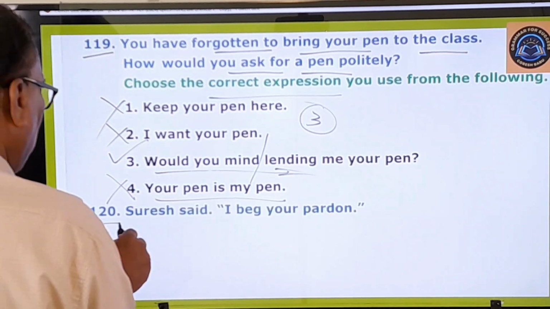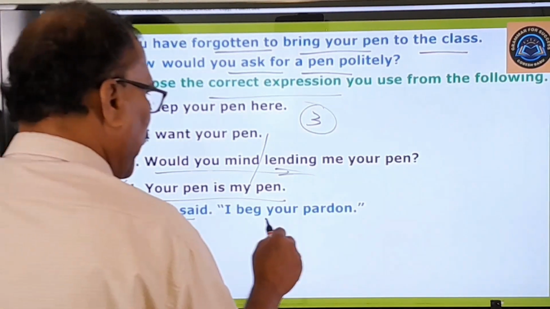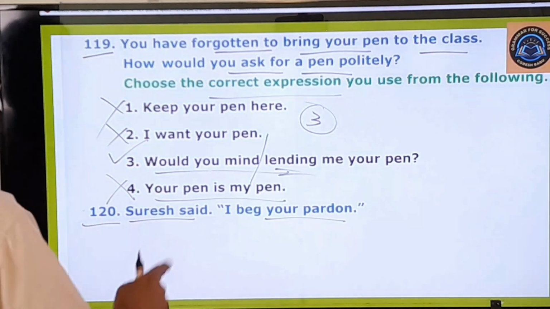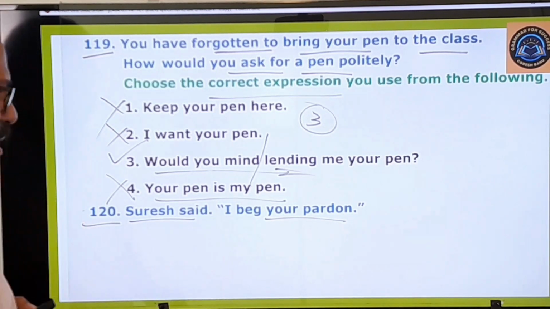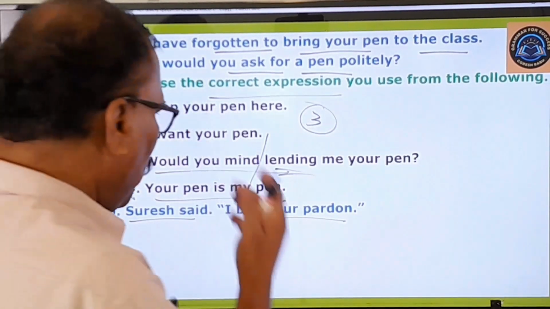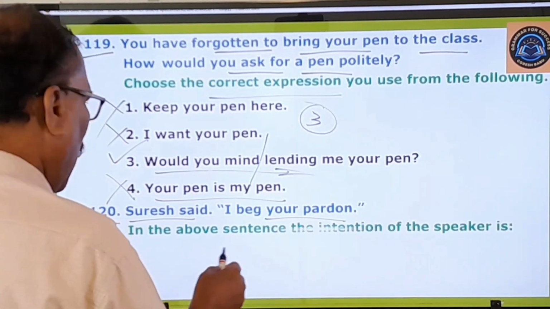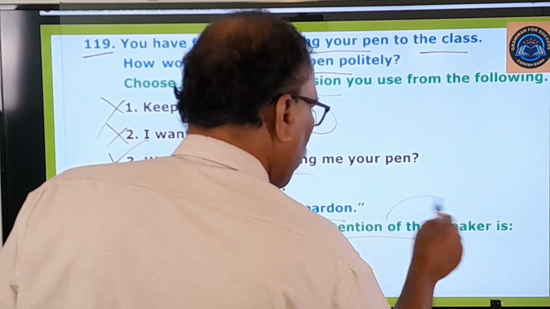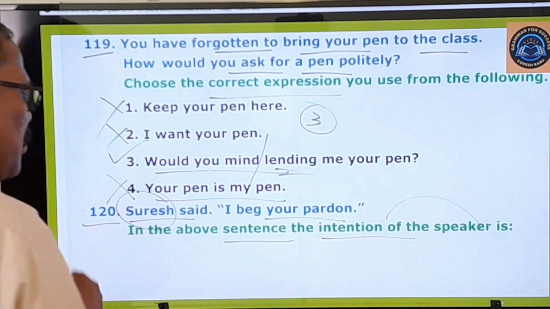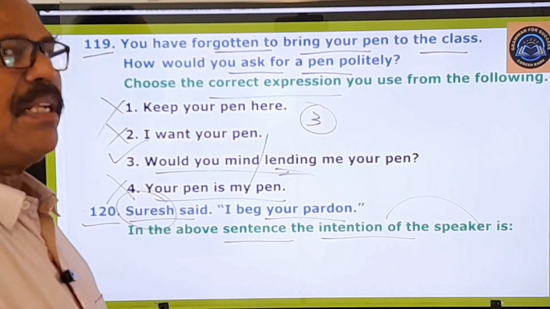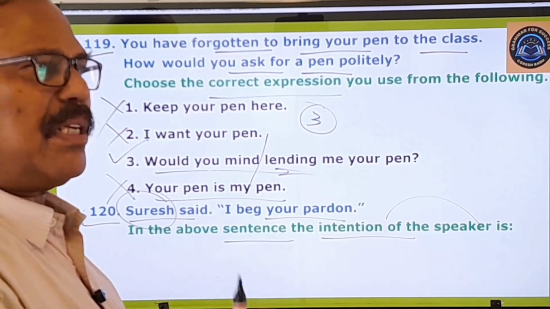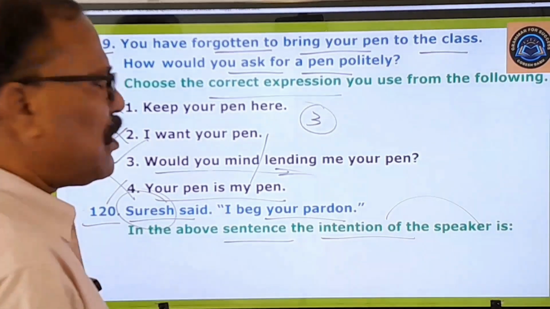What is that 120th question? Suresh said, I beg your pardon. Suresh said, I beg your pardon. I beg your pardon means forgive me. So what is the examiner asking you to do then? In the above sentence, the intention of the speaker is, what is the intention of this Suresh? He is saying forgive me. What is the intention of that speaker Suresh?